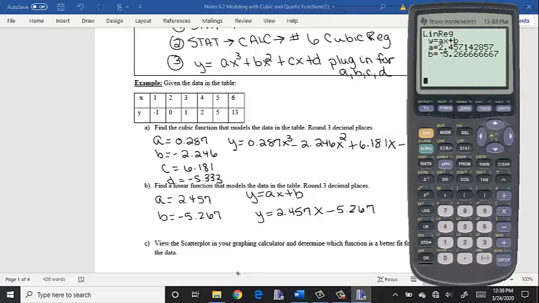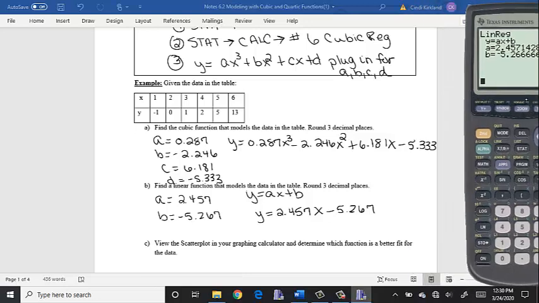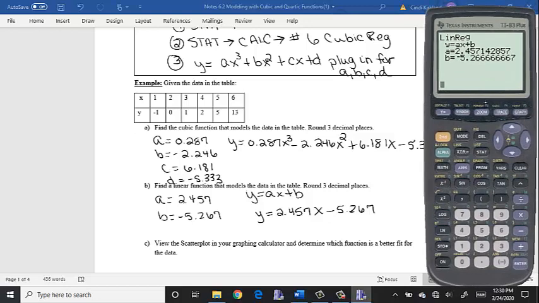Part C says to view the scatter plot in your graphing calculator and determine which function is a better fit for the data. So we have some data. We've created a cubic function and a linear function, and we want to know which one of those best represents the data that we were given.